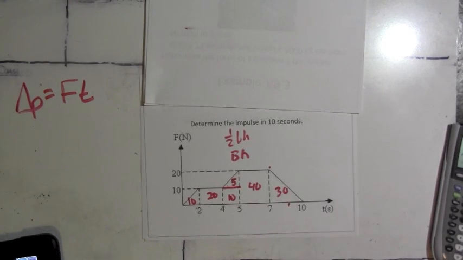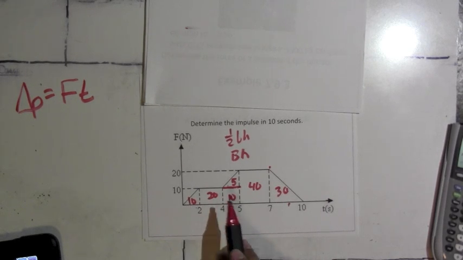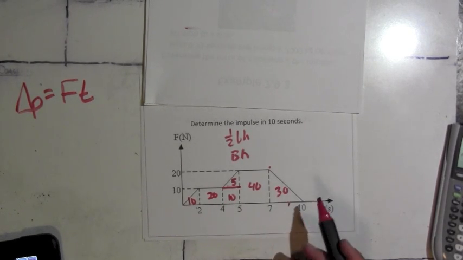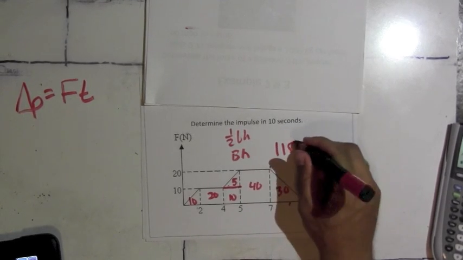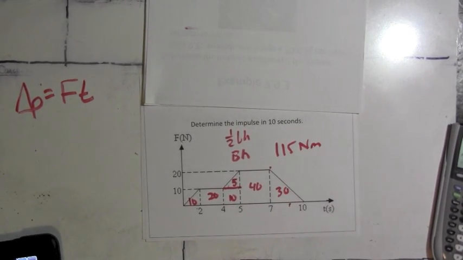So now, in order to find the overall impulse, I just have to add these terms together. So 20 plus 10 plus 10 plus 40 plus 30 gives us a value of 110, plus that 5. You get 115 Newton meters.